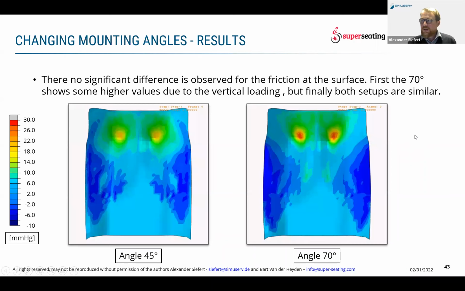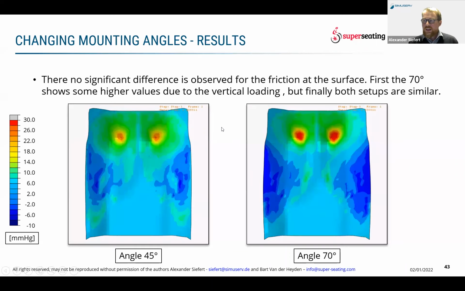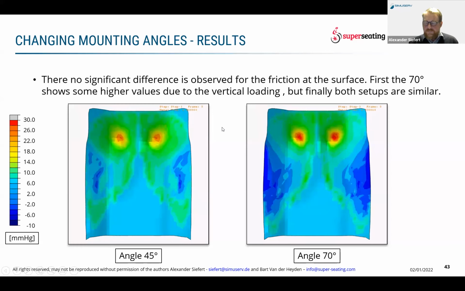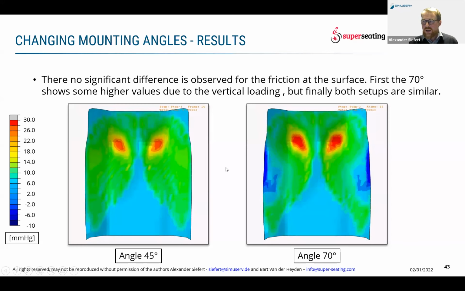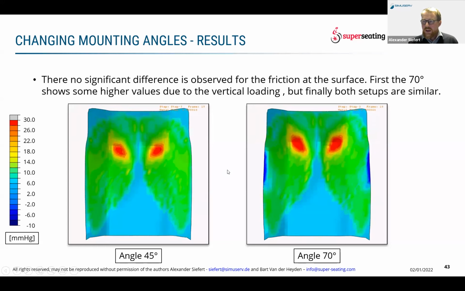Finally, we looked a little bit at the friction values, which is also interesting for the sliding. We see here 45 degrees is a little bit lower. This is clear because with the 70 degrees belt, to activate the friction, you have to press it down, which means you have a little bit more load. It depends a little bit on the patient. But when we then start the analysis, we really see that at the end, both setups are at the same stage. There is not really a difference.